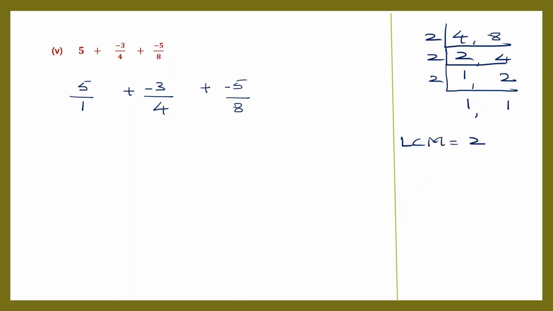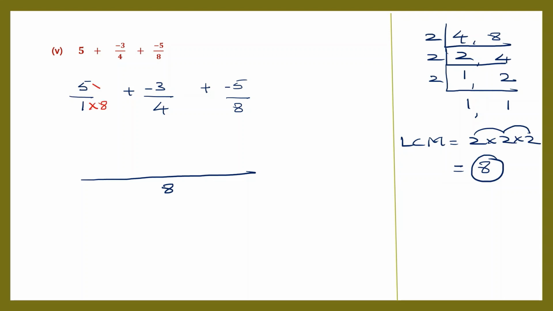LCM is 2 into 2 into 2. So 2 twos are 4. 4 twos are 8. That is our LCM. And we're going to use that as the common denominator. So let's do that. So we have 8 here. 1 into 8 is 8. So we multiply 5 into 8. 5 8s are 40. So that is plus 40.